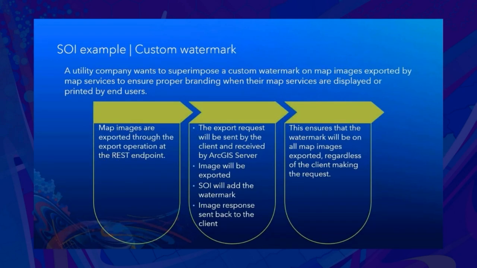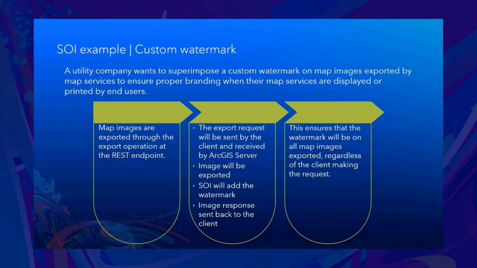Now that we're all a bit more familiar with what an SOI is, let's take a look at an example. In this example, let's talk about a utility company. This company wants to superimpose a custom watermark on map images exported by the map services. This will ensure proper branding when their map services are displayed or printed by their end users. You could have a client add the watermark for you, but that's a lot of work since you have multiple applications consuming this one map service. This sounds like a good opportunity to create an SOI.